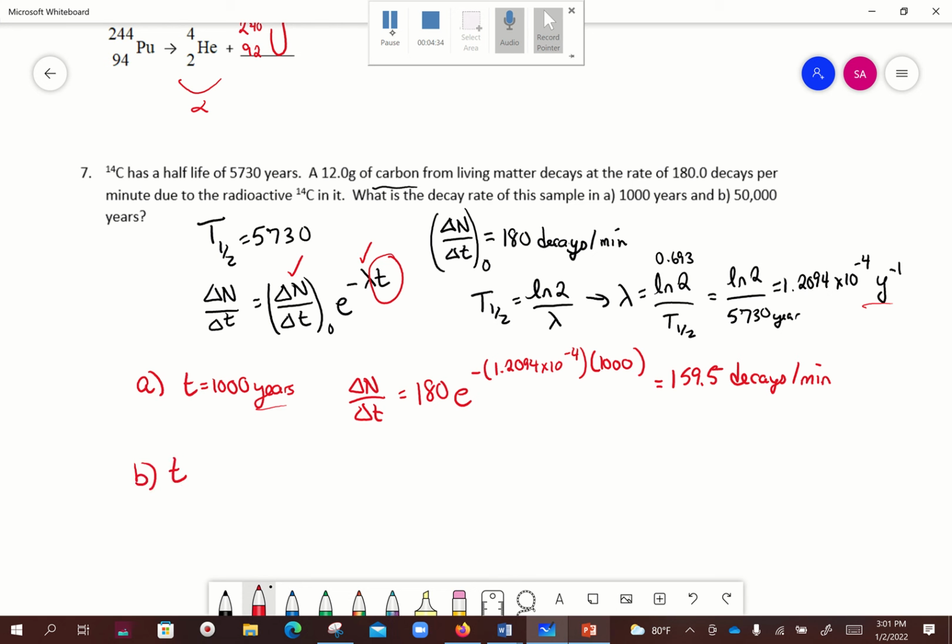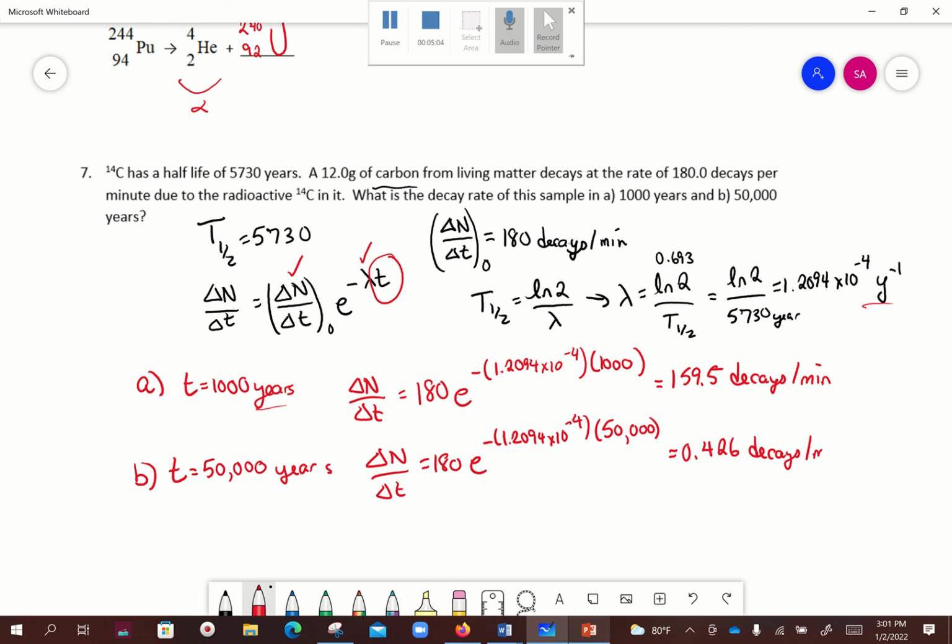And B, the only thing different I'm going to do is increase my time, make it 50,000 years. So delta N over delta T is going to be 180 times e to the minus, same number, 1.2094 times 10 to the minus 4, that's my lambda, times 50,000 this time. And I get 0.426 decays per minute. So you can see after 1,000 years, there's not that big of a change in the decay rate, but after 50,000 years, it's gone down by quite a bit.